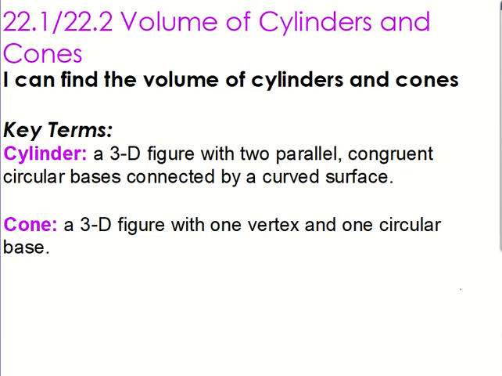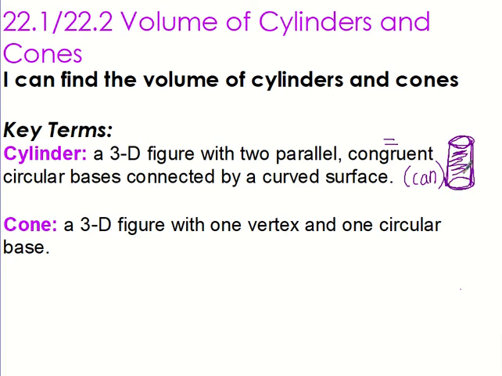cone. So a cylinder is a three-dimensional figure with two parallel, congruent, remember congruent means equal, circular bases, so that's the top and the bottom, connected by a curved surface. An example is a can. Okay? So, right, there's one base, it's not a very good circle, but that's okay. And then here's the other base, and then they're connected, and this is a curved surface, right here.